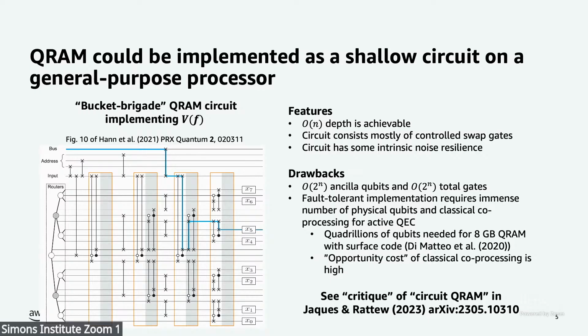If you were to imagine doing this on an actual device, you'd have to account for the fact that there would be errors. So you might try to do this circuit fault-tolerantly. This would require you to encode each of the 2 to the n ancillary qubits into its own set of physical qubits, leading to a device size that is enormous. So previous estimates, for example, have suggested that quadrillions of physical qubits would be needed to build an 8 gigabyte QRAM.